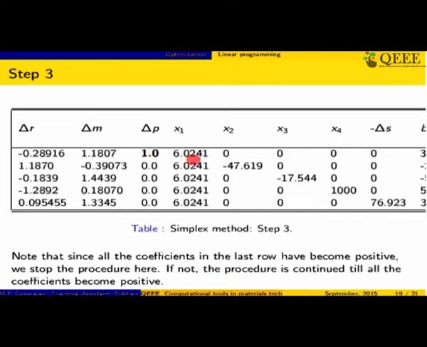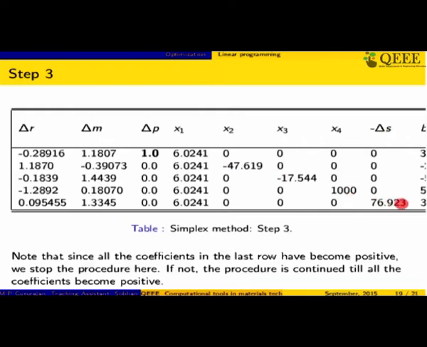And whether x1 will be replaced or not was decided by looking at the ratio of the right hand side divided by the coefficient of delta P. Whichever is the smallest, that is what we chose. Okay, because whichever is smallest is the least constrained constraint. So that's why we are choosing that. So we decided to replace x1. X2, X3, X4 are basically part of the basic feasible solution.